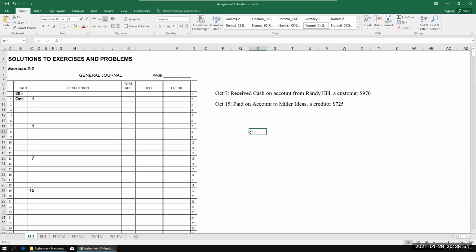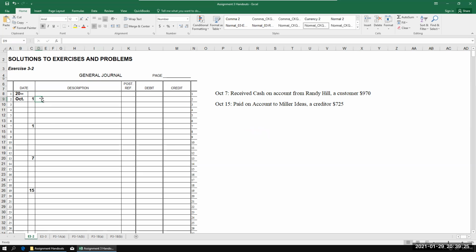So what I'm going to do in this example is make up that transaction and show you the start to finish of how that would go. In this case, we're receiving cash from Randy Hill. We know that Randy Hill is a customer of ours. We know that he paid on account for something and that it was in the sum of $970. So what I can do as an example is set up that original transaction so that maybe this will make a little bit more sense when you see it. Again, this is not in the homework. This is what I'm just making up.